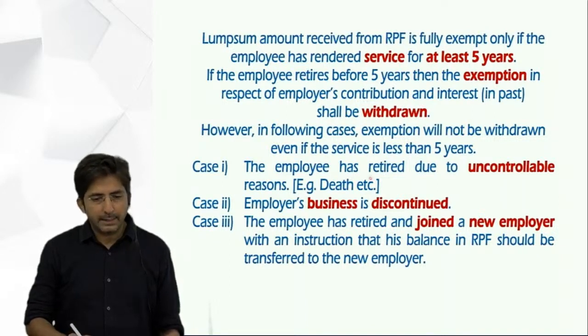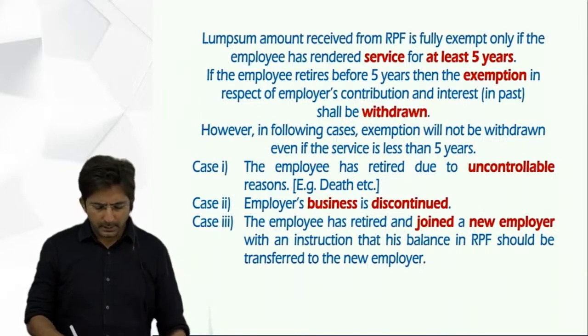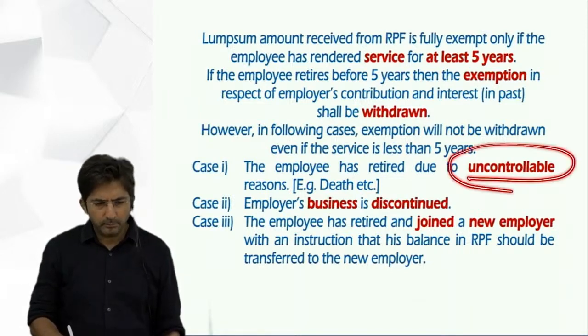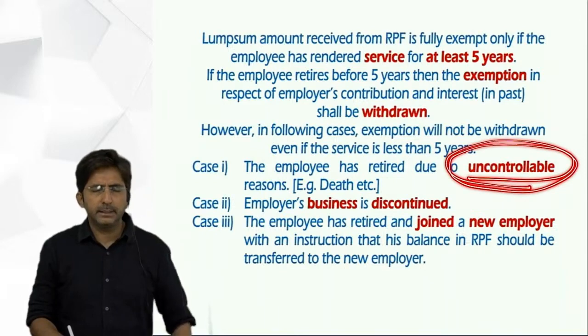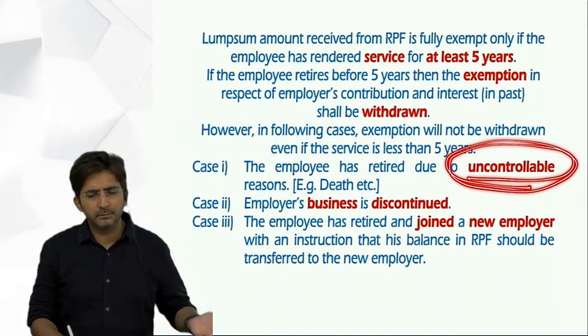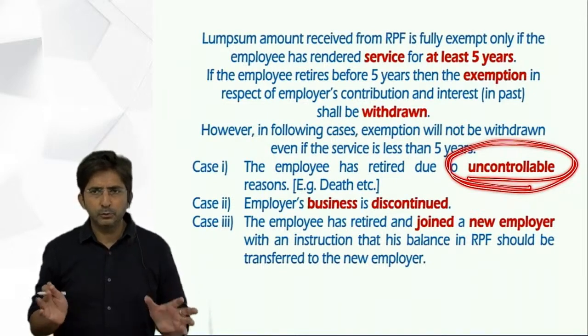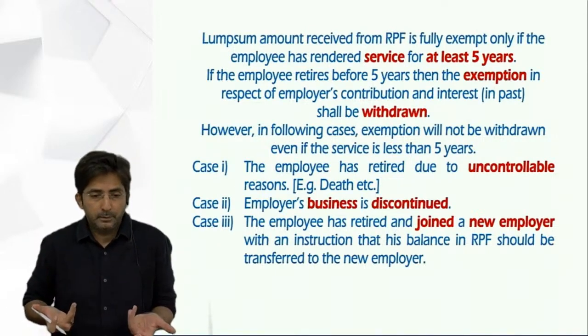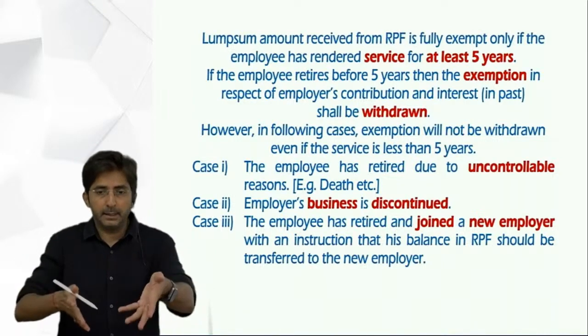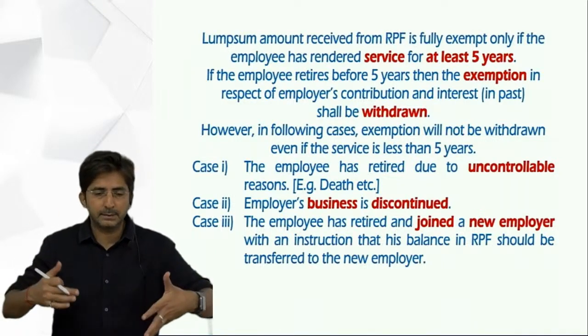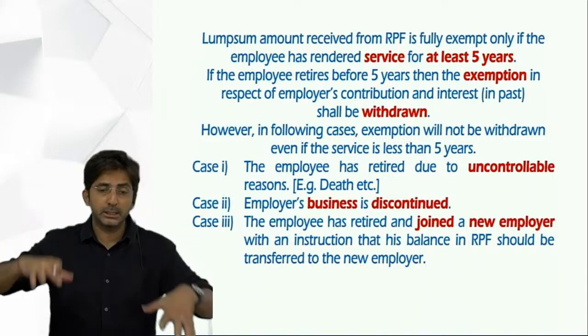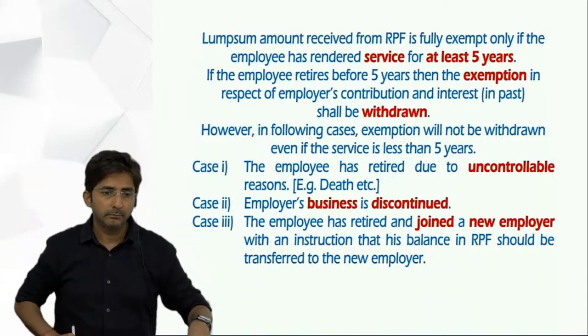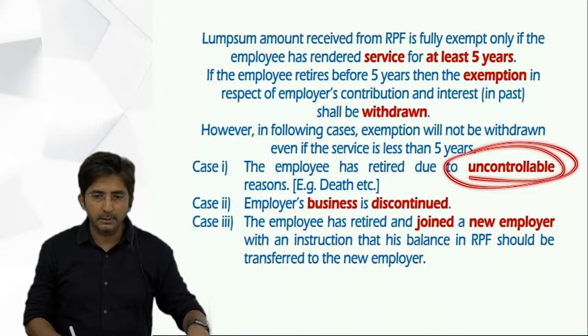Then it is a natural retirement. That's okay. See, uncontrollable reason is a broad term. It is not in your hands. It is not out of choice, it is out of compulsion. Uncontrollable means you cannot control it. It means you don't have a choice to continue the job. It means your boss has put a restriction that you cannot work now. So it becomes an uncontrollable reason.